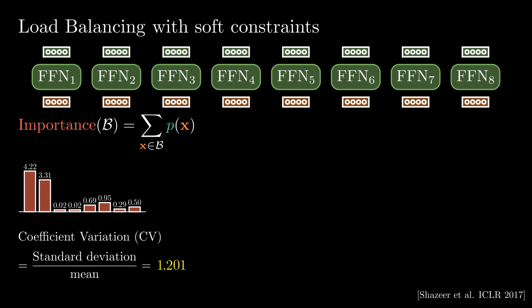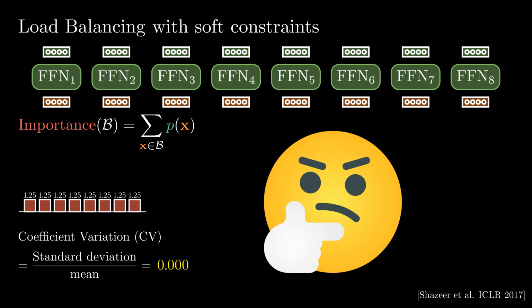When the expert importances are distributed more evenly, the CV value is lower. When the expert importances are perfectly uniform, the coefficient of variation becomes 0. This looks great. But expert importance is only a proxy for estimating load balance.